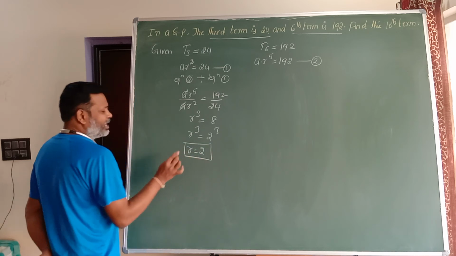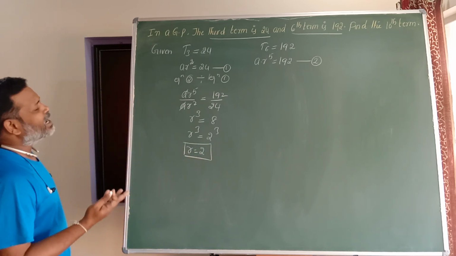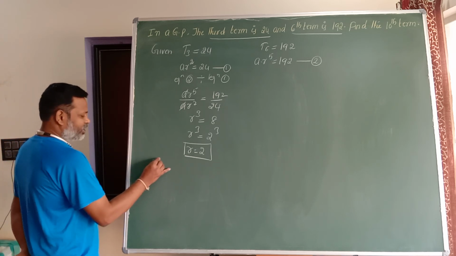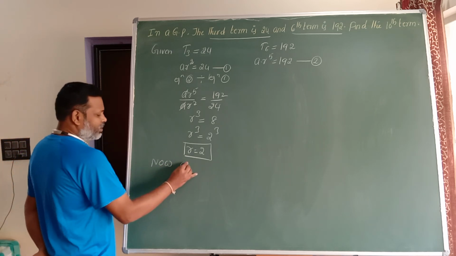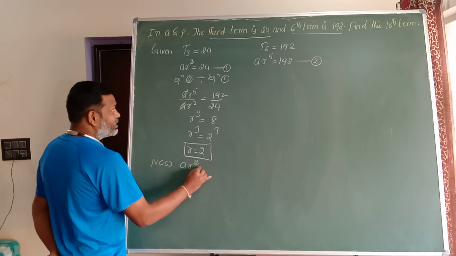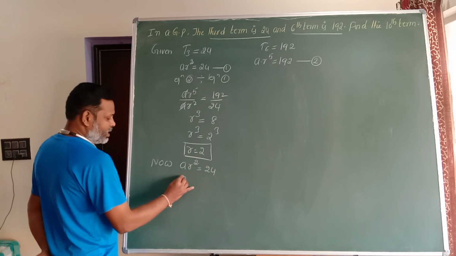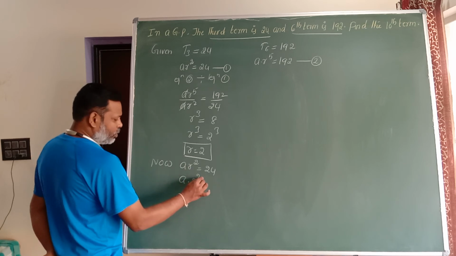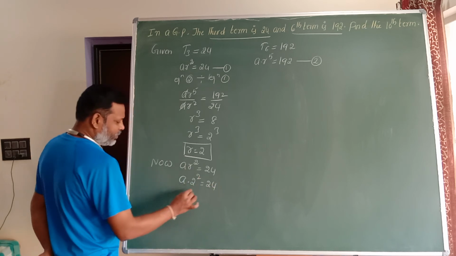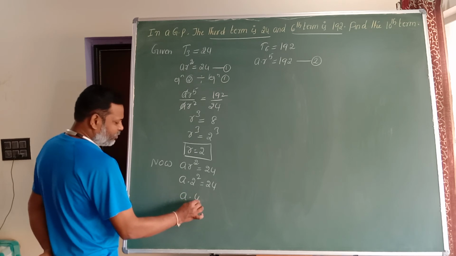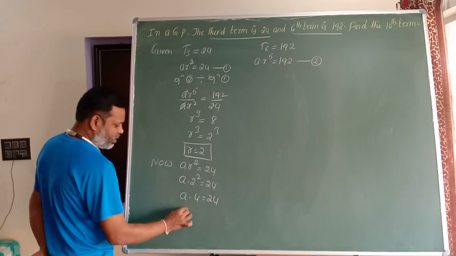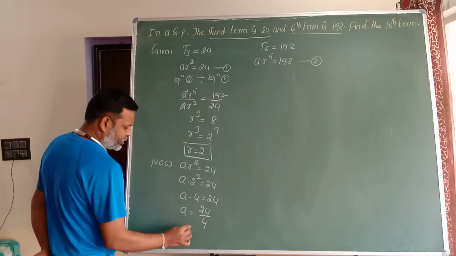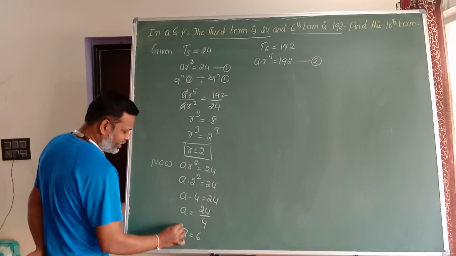Now to find out the first term, consider either equation 1 or 2. Let us consider the first equation. What is the first equation? AR square is equal to 24. A into R is 2, so 2 power 2 is equal to 24. A into 2 power 2, which is 4, is equal to 24. A is equal to 24 divided by 4. So then A is equal to 6.